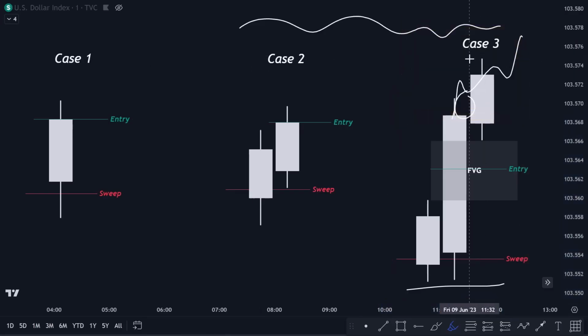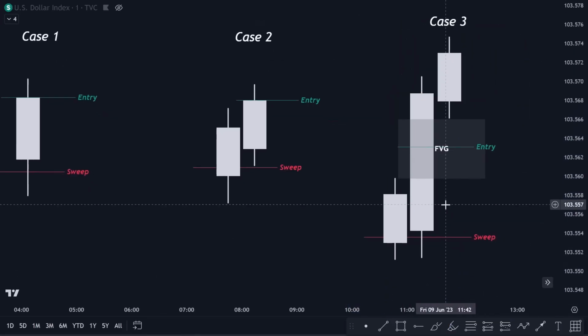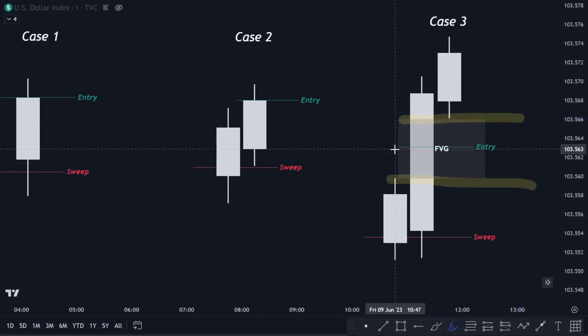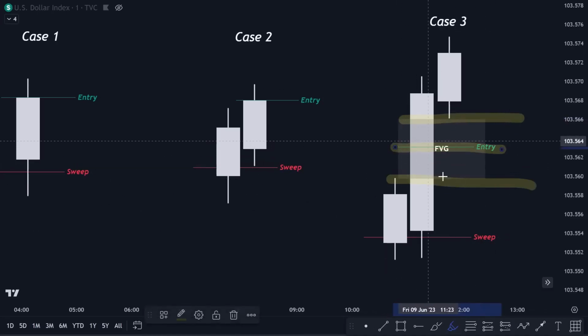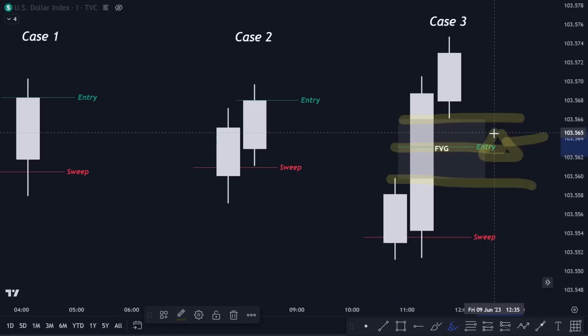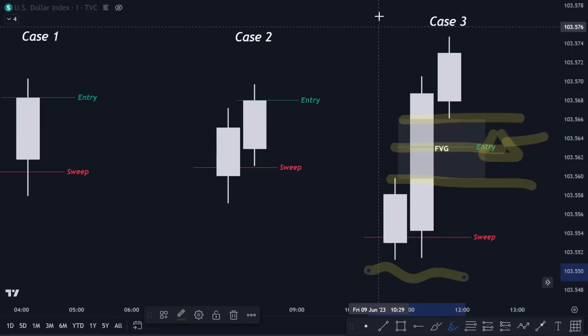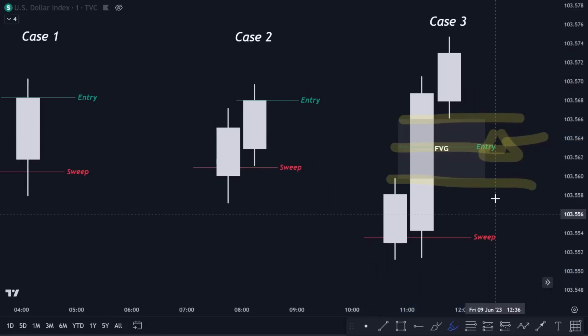So in this case, what we can do is we can wait for price to create a fair value gap here. So from this candle, then the momentum candle, we're gonna wait for another candle to form here, and we're gonna mark our fair value gap here. We can enter from the 50% of the fair value gap here. So we're gonna enter from here, stop loss all the way below here, and then target the other liquidity.